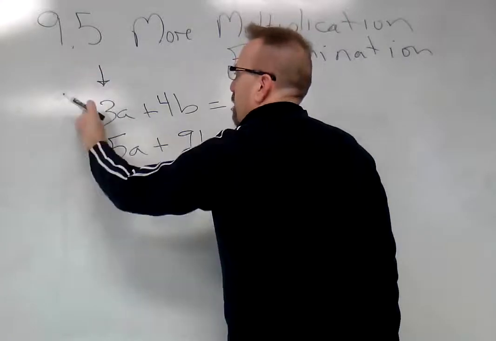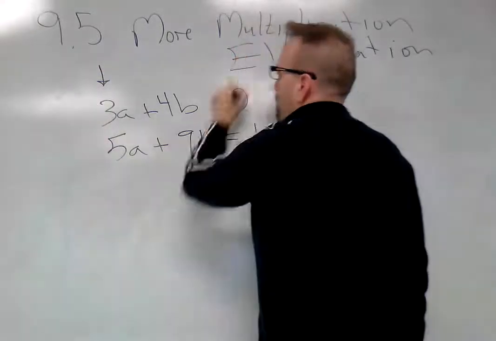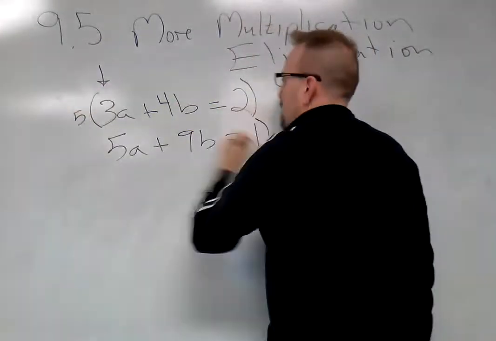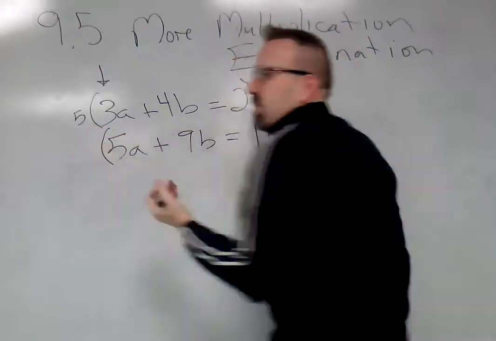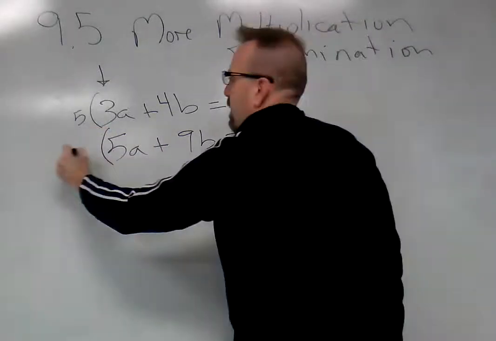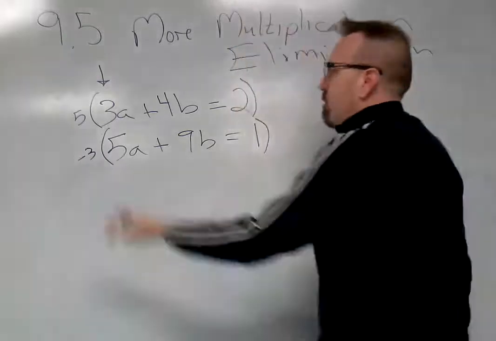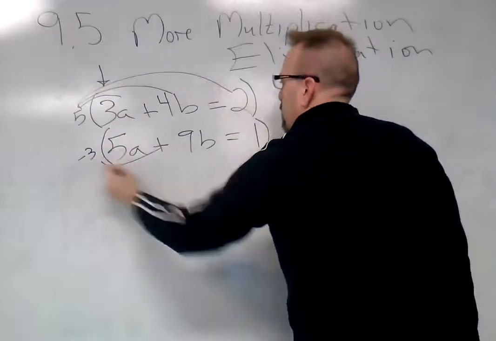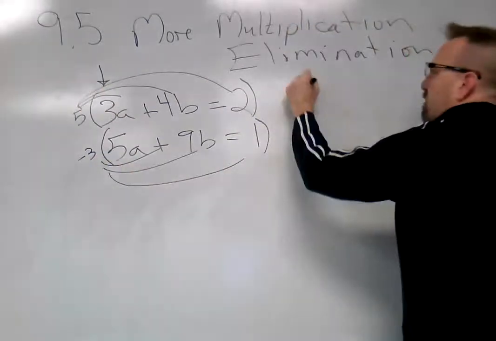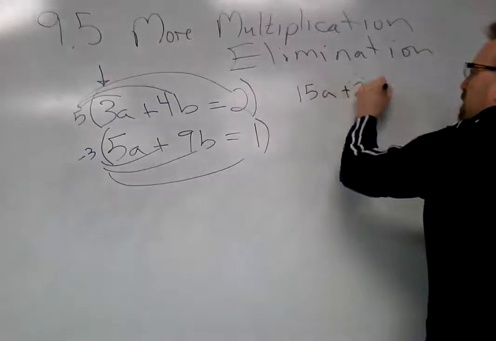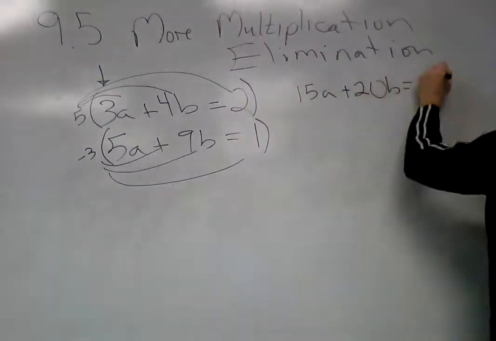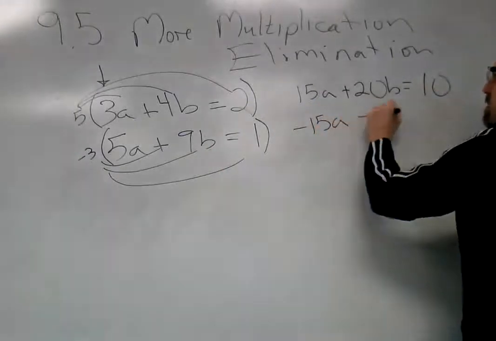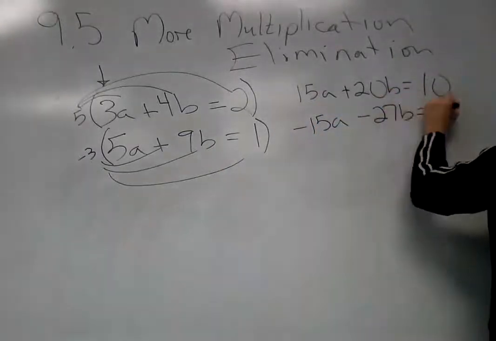So we want them to be the same number, but opposite signs. So for instance, if we multiply this one by 5, we would get 15. So what should we multiply this by? So it's the opposite. -3, because that would get us -15. So just like yesterday, we're going to distribute every single part. So we get 15a plus 20b equals 10. Then we get -15a minus 27b equals -3.